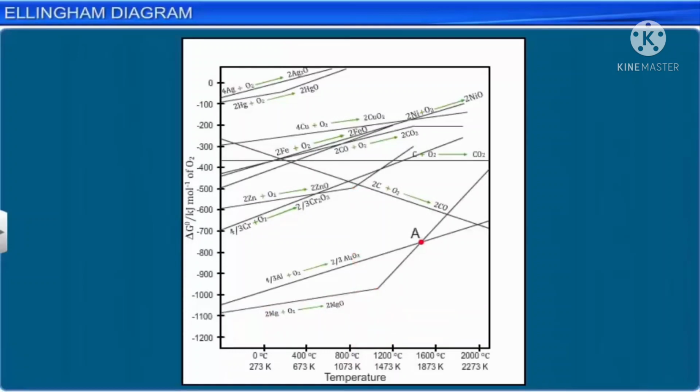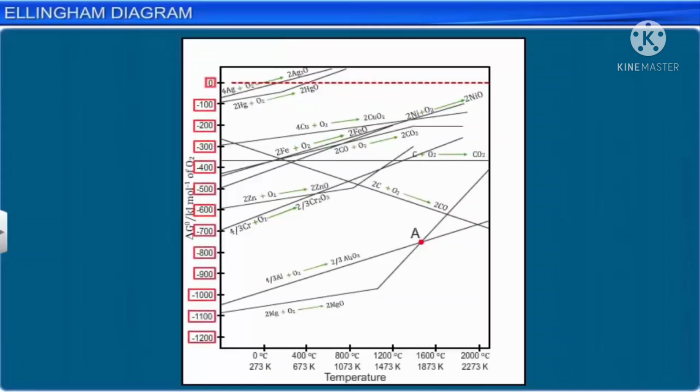The third feature is that when the temperature is raised, a point will be reached where the graph crosses the line delta G is equal to 0. Below this temperature, the free energy of formation of the oxide is negative, so the oxide is stable. Above this temperature, the free energy of formation of the oxide is positive. The oxide becomes unstable and will decompose into the metal and dioxygen.